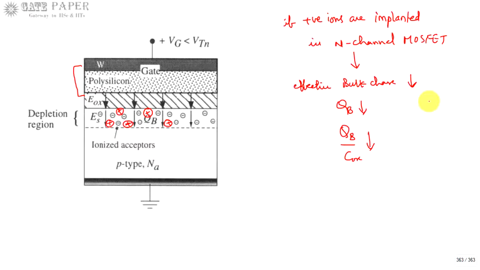So whenever QB by COX is reduced, we can say that VT is going to reduce. That is, it becomes less positive. Previously if it is plus 1 volt, it may become plus 0.6 volts. That is nothing but it is becoming less positive. If you apply more and more positive ions, it will become 0.2, it will become 0.1. As you increase the positive ions, it may become 0 or it may become minus 0.1, minus 0.3, minus 0.5. Like that it may become minus 1 volt also.